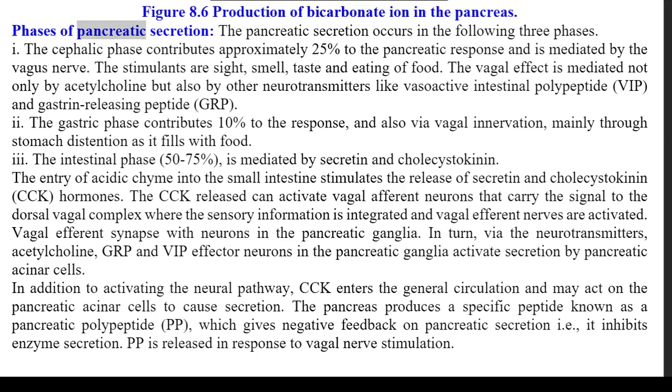Phases of pancreatic secretion. The pancreatic secretion occurs in the following 3 phases. I. The cephalic phase contributes approximately 25% to the pancreatic response and is mediated by the vagus nerve.